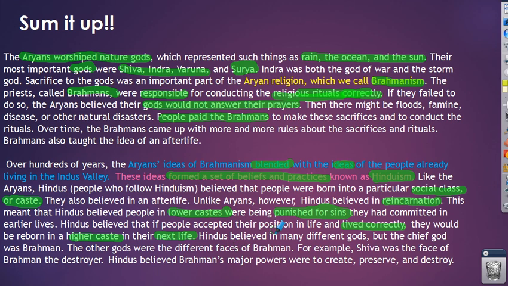The Hindus believed in many different gods. There you go, that tells us that they're polytheistic. But the chief god was Brahman. The other gods were different faces of Brahman. For example, Shiva was the face of Brahman the destroyer. Hindus believed Brahman's major powers were to create, preserve, and destroy. All right, let's move on to our next slide.